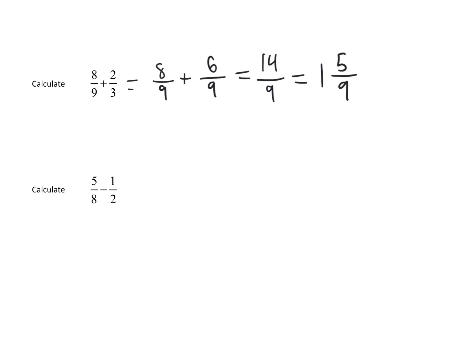The second one, we have 8 and 2. So we can just use 5/8 and 4/8, timesing top and bottom by 4, giving us 1/8.